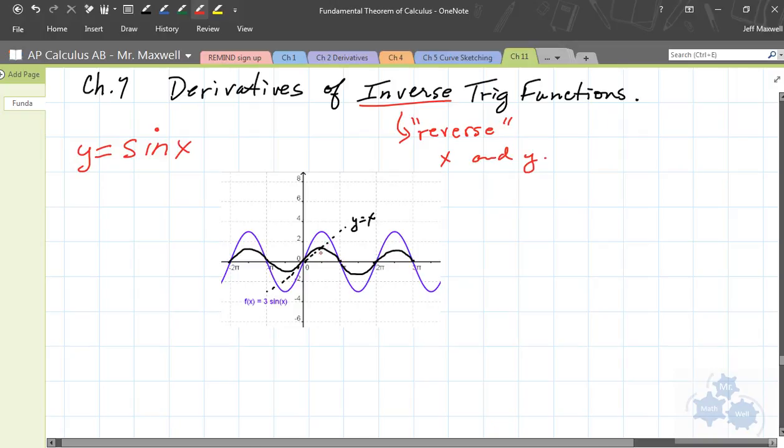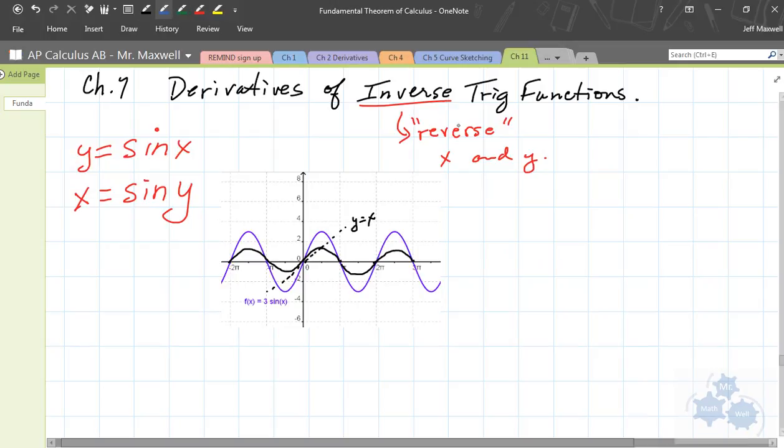Alright, so graphically we know that we're going to be flipping this about the y equals x line, but algebraically, or equation-wise, what we're going to do is reverse x and y. So this is where we're going to start to get the equation. Now, x equals sine y, that we know is going to be a little bit different, right? Usually we solve for y. So how do we get y by itself?